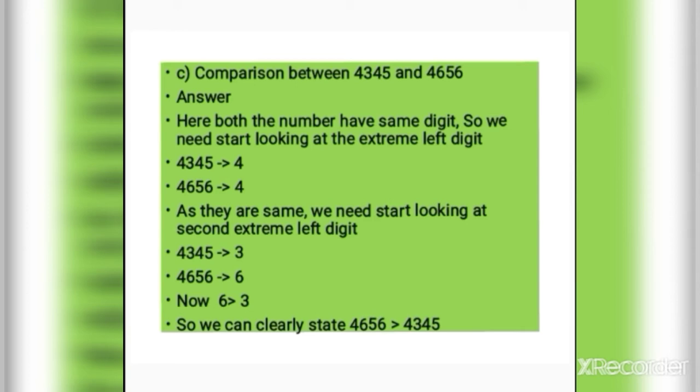So what will we do? We will check the second digit on the left side. In 4345 it is 3 and in 4656 it is 6. Which is the greater number, 3 or 6? Yes, 6. So 4656 is greater than 4345.